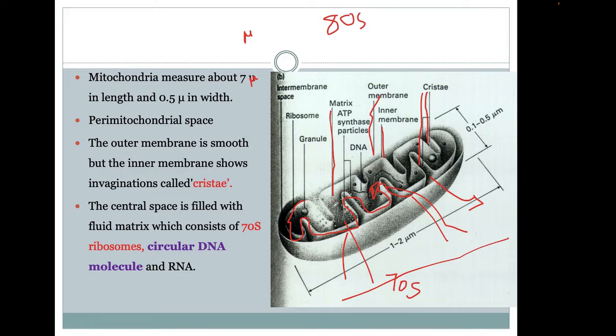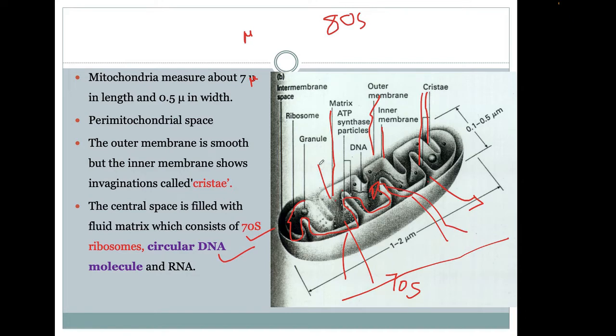The matrix contains circular DNA molecules, 70S ribosomes and RNA. The matrix also comprises respiratory enzymes that cause the breakdown of food molecules by aerobic respiration. This process is called respiration.